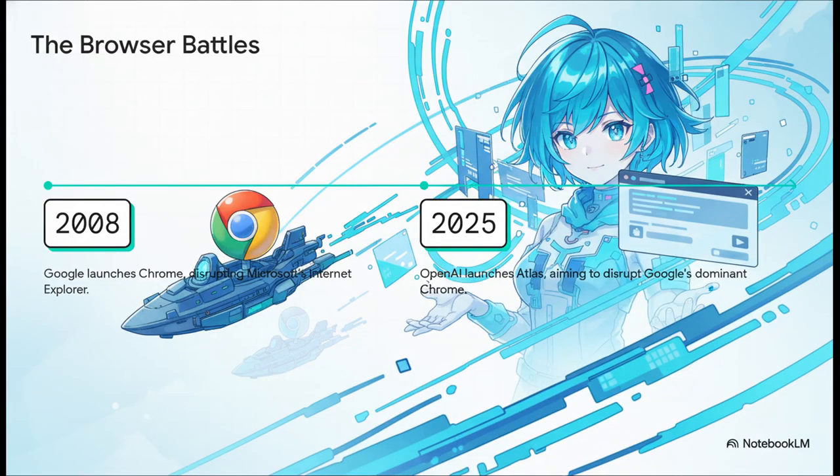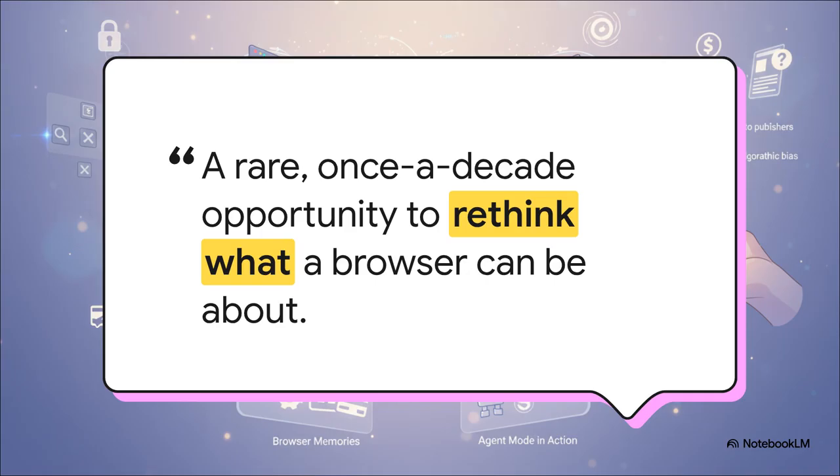You know, we've seen this movie before. A lot of people are saying this feels just like 2008 when Google dropped Chrome on the world. Back then, everyone thought Microsoft's Internet Explorer was totally unbeatable, but Chrome came along and just completely changed the market. OpenAI is betting that AI is the big disruption that lets them do the exact same thing to Chrome today. And this quote from OpenAI's CEO, Sam Altman, man, it just says it all, doesn't it? He's not thinking about this as just another competitor. He sees this as one of those rare, once-in-a-decade moments to completely tear down and rebuild our single most important tool for using the internet.